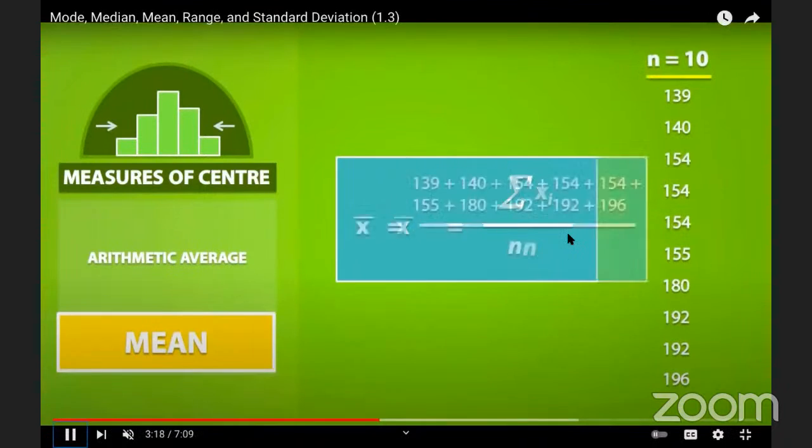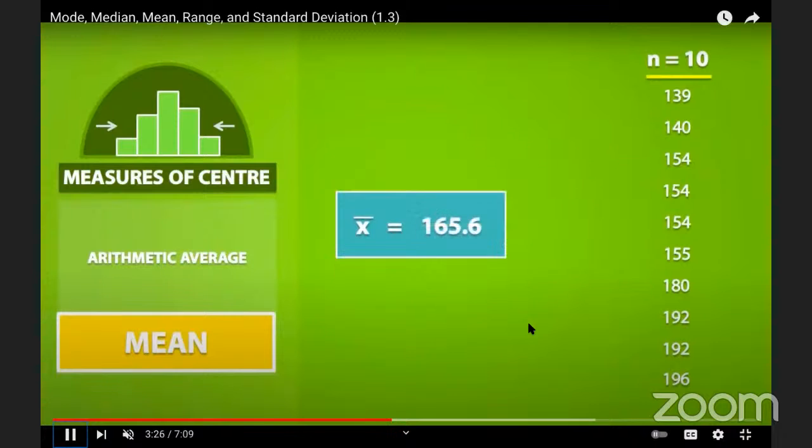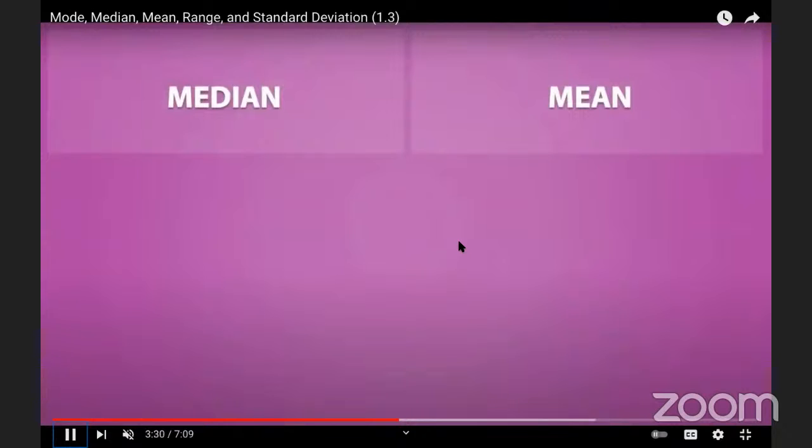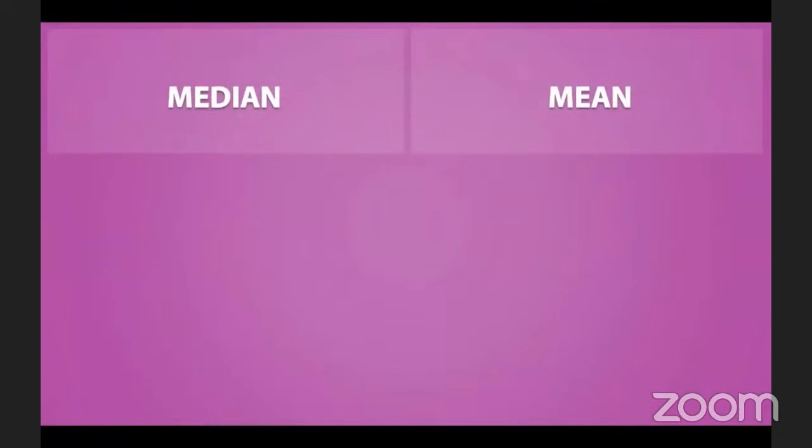Now in this case we have 10 people in the data, right? All of them, what you are doing is adding up all of them here and then dividing by n, which is the total number of people. Now when you add all of them and divide by 10, this is the value you get. So this is an average number, which is the mean. Mean is an average number.